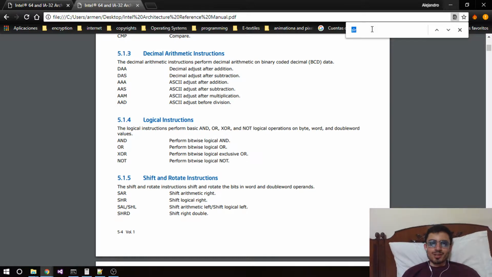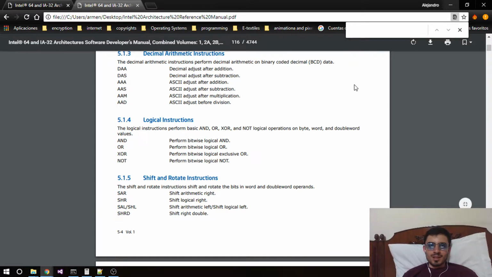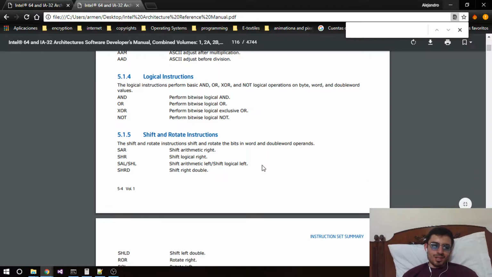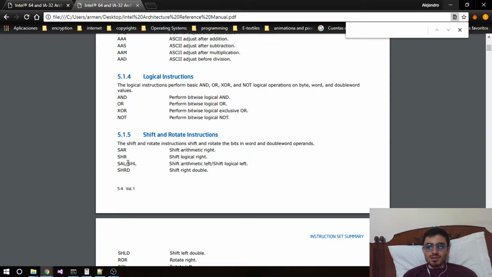So I was looking for SLR because I was thinking, why doesn't it make the mnemonic for shift logical right SLR instead of SHR? My guess was that there was another instruction that was SLR, but it didn't appear, so I don't know. So SHR is shift logical right and SAR is shift arithmetic right. SHL is the same with the other side, and SAL.